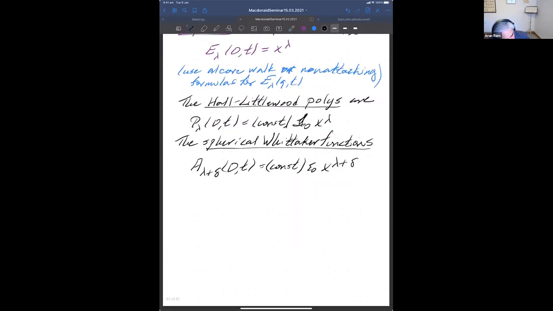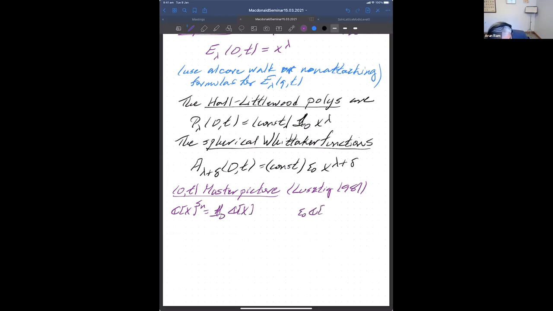But now let's write the master picture, the zero t master picture, and this was written down by Lusztig in 1981. And it motivated a huge amount of mathematics. We've seen the first line before: if I symmetrize polynomials, I get symmetric functions. And if I fermionic symmetrize polynomials, I get the Weyl denominator times symmetric functions. These are isomorphic, and the map is just multiplication by the Weyl denominator.